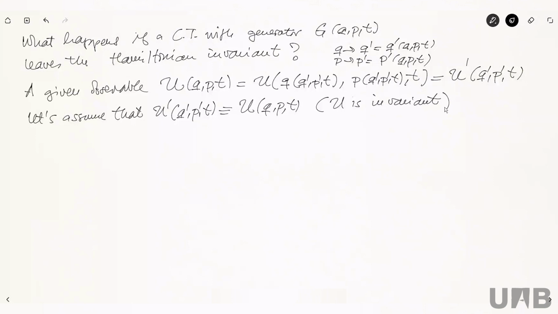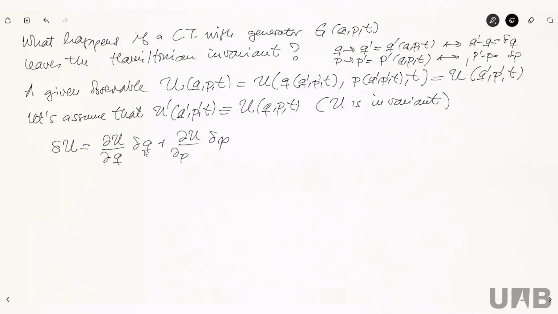Okay, let's imagine this situation. Then we can compute the variation of U when the Q's are varied this way. So what is the variation of U? It is the partial of U with respect to Q times delta Q, plus the partial of U with respect to P times delta P. Because this canonical transformation means that Q prime minus Q is delta Q, there's been a change, and P prime minus P is delta P. That's the delta Q and delta P I'm talking about here, as before.